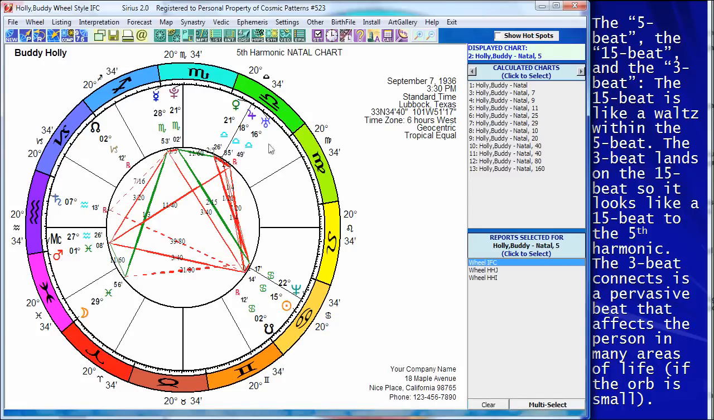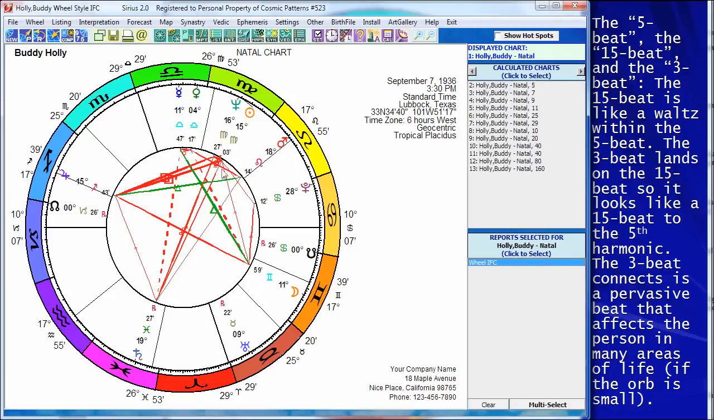We're going to see, and again, this beautiful feature of the Sirius 2.0 software, that you can see if the aspect reduces down to a lower harmonic. Because if it does, it means that the moon trine Mercury is not restricted to only 5 vibration, because it's a 1/3 aspect. It's going to appear in other places. And what happens to the orb? Let's go back to the natal chart.